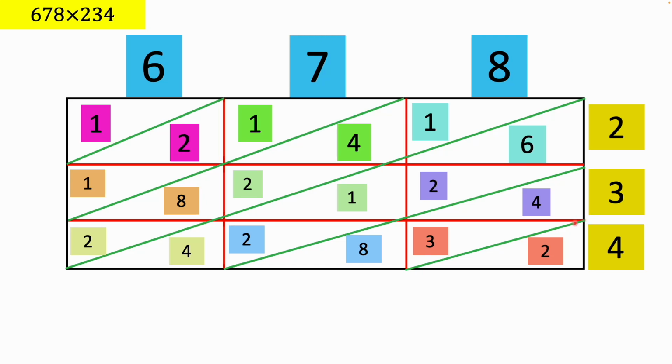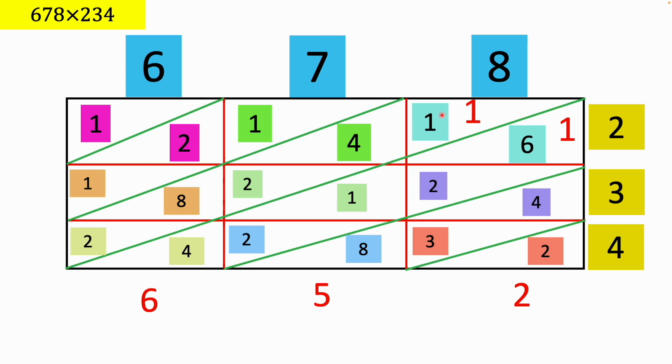Now, below this green line right here, we just have the number 2, so we put 2. Now we do this piece. 4 plus 3 is 7. 7 plus 8 is 15. You'll put a 5 right here, and then you'll carry the 1 right here. So we got 1 plus 6 is 7. 7 plus 2 is 9. 9 plus 1 is 10. 10 plus 2 is 12. 12 plus 4 is 16. So put a 6 right here, and then carry the 1.